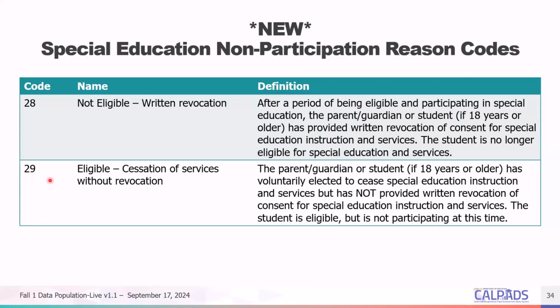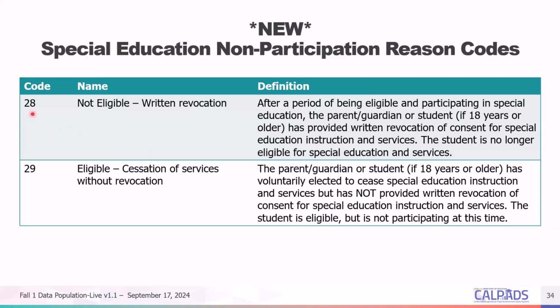Code 29 is named eligible cessation of services without revocation, and code 29 is defined as the parent, guardian, or student, if 18 years or older, has voluntarily elected to cease special education instruction and services, but has not provided written revocation of consent for special education instruction and services. And here too, the last sentence is probably the most valuable in distinguishing the two codes from each other. The student is eligible, but not participating at this time.